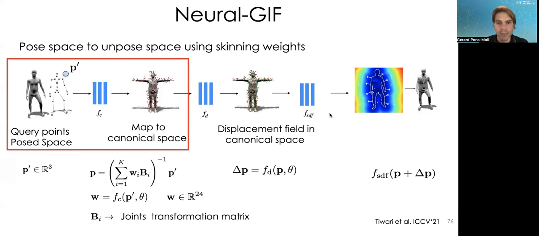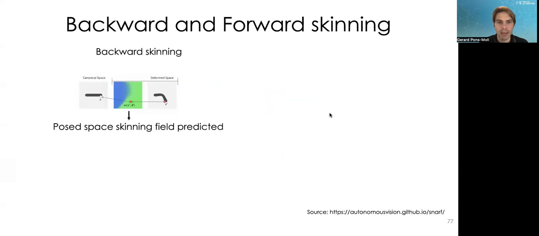There are still problems, and I will explain now what the main problem is. The main problem is that you need to predict for every point in space the skinning weights, and that's a hard learning problem. This is what is illustrated as backward skinning, because for every point in pose space, you need to know what the skinning weights are.